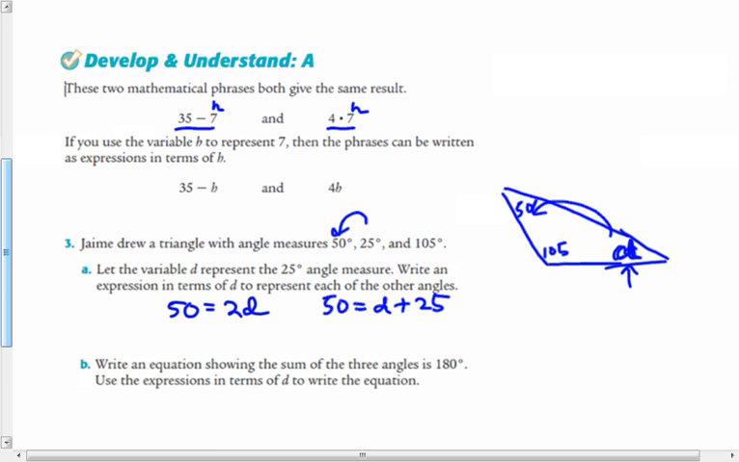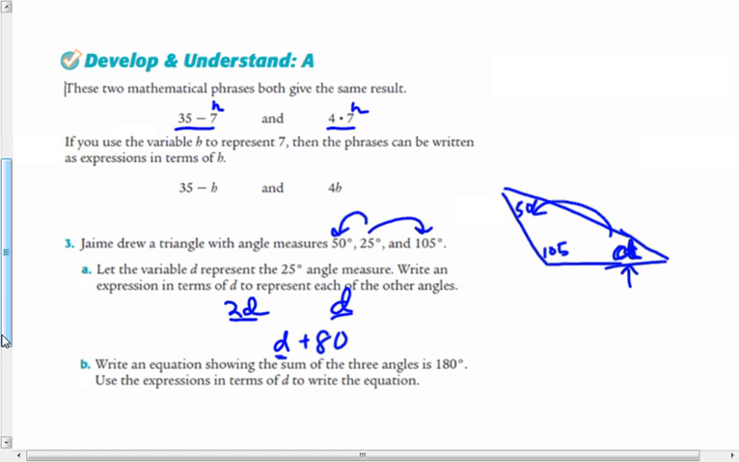And for the 105-degree angle, since 105 is 80 more than 25, we could call it d plus 80, because d is 25. So those are just some examples. An expression doesn't have an equal sign, so there's our 50-degree angle, 2d, and d plus 80. So here's our three angles. Remember, this is 25, this is 50 because it's 2 times 25, and this is 105.